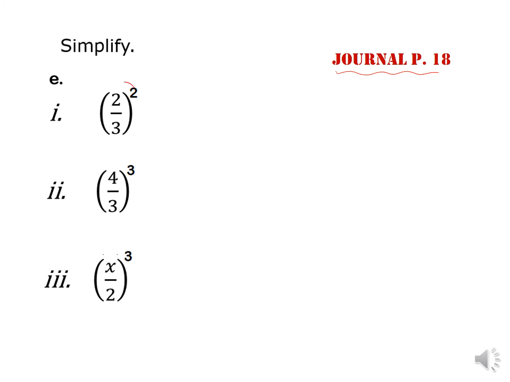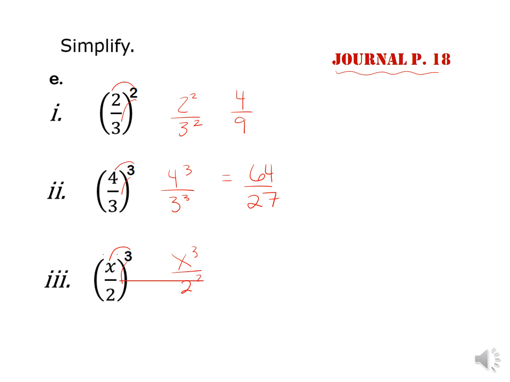Okay, so this one we just distribute the 2 and we get 2 squared over 3 squared. So we get 4 over 9. This one we distribute the 3. We get 4 cubed over 3 cubed. 4 cubed is 64 over 27. This one we distribute it to both terms. We get x cubed over 2 cubed, cubed. So we get x cubed over 8. Or you could say 1/8 x cubed, but I don't bother going any further than this.